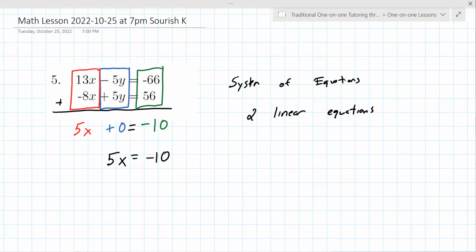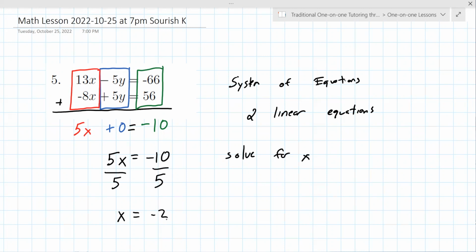How do you solve for x? What is keeping x from being by itself? You need to divide both sides by 5. Perfect, yes. That gives you negative 2. x is negative 2. Very good.